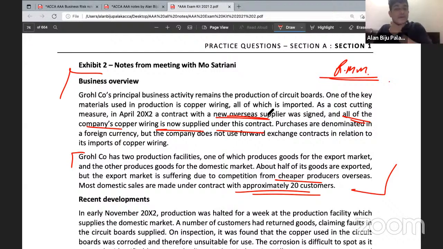What will be the subsequent measurement of the foreign currency transactions? We know that at the year end, all the monetary items, such as closing payables, must be retranslated at the closing rate. And when we retranslate the monetary items, there will be either a gain or a loss. And where do we need to recognize the retranslation gains and losses?